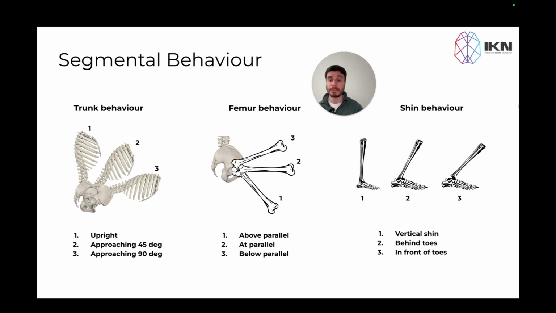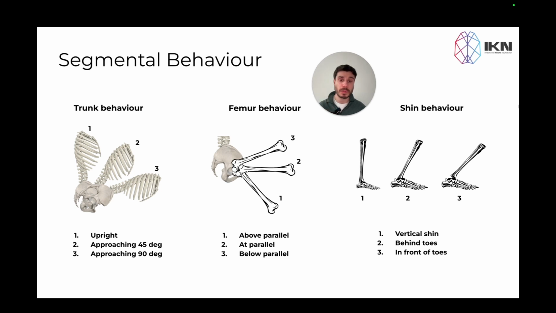So from a trunk standpoint, we can keep the trunk upright, we can approach 45 degrees, we can approach 90 degrees, where the trunk is more parallel to the ground. And this will influence the demand on the hip extensors and also the knee extensors and across the rest of the lower limb as well. You can't really consider how the trunk in isolation will influence the rest of the limb without also considering the rest of the limb, okay? And that's why we have to consider femoral and shin behavior as well.